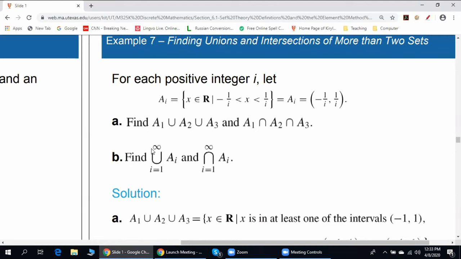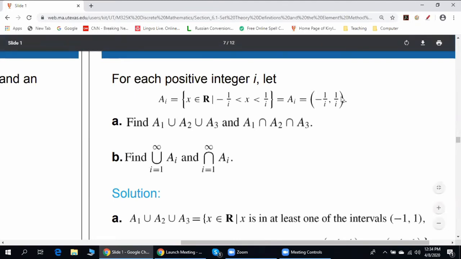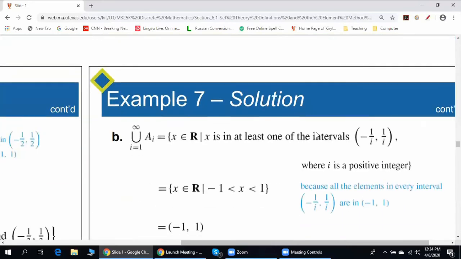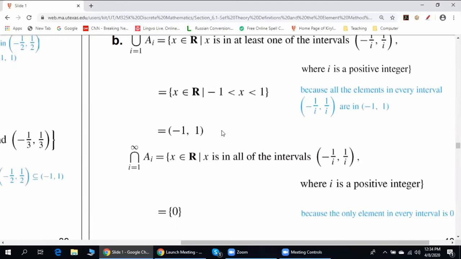Now, talking about question B. For the union of all such sets, the union of all such sets will be the interval between -1 and 1. Because once again, when we increase i, the intervals shrink. Moreover, the next interval is a proper subset of the previous interval. So the union will be A1, the interval between -1 and 1. It's exactly what is written here.